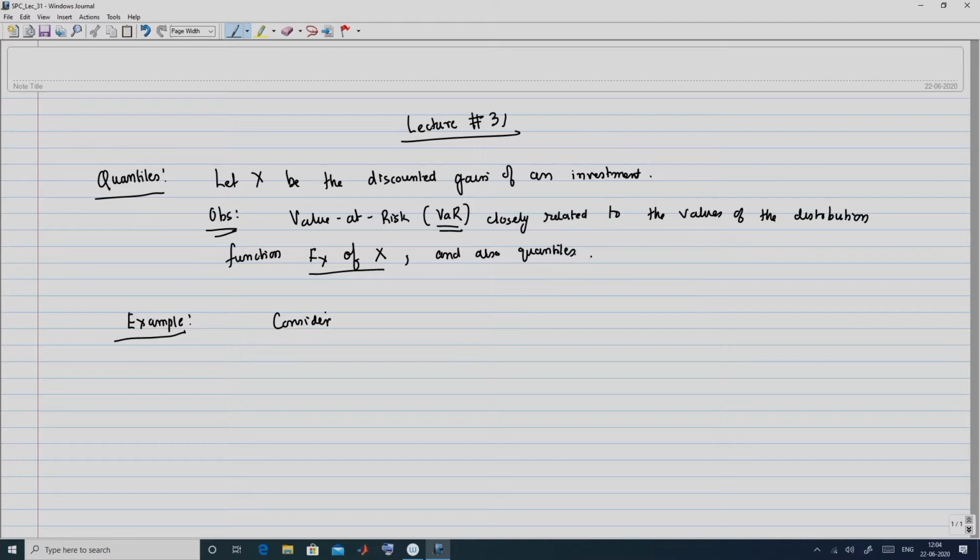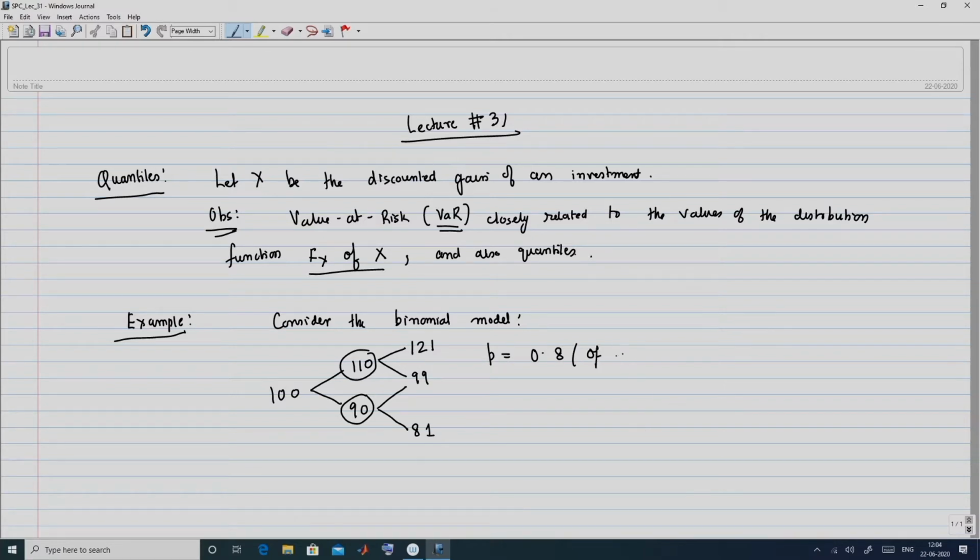We go back to the binomial model and consider the following binomial model. Suppose that the initial stock price is 100, and then it can go either up to 110 or come down to 90 at time 1, and from 110 it can go up to 121 or come down to 99, and from 90 it can either go up to 99 or come down to 81. That means the up factor is 10% and the down factor is also 10%. Now, the probability of going up is taken to be 0.8, and consequently 1 minus p is 0.2, and that is the probability of going down.